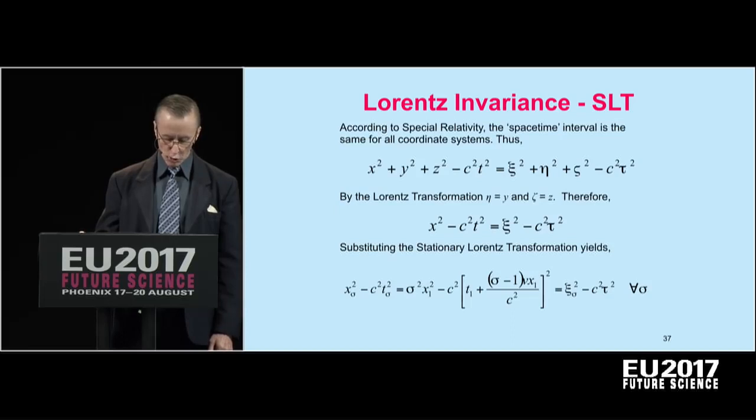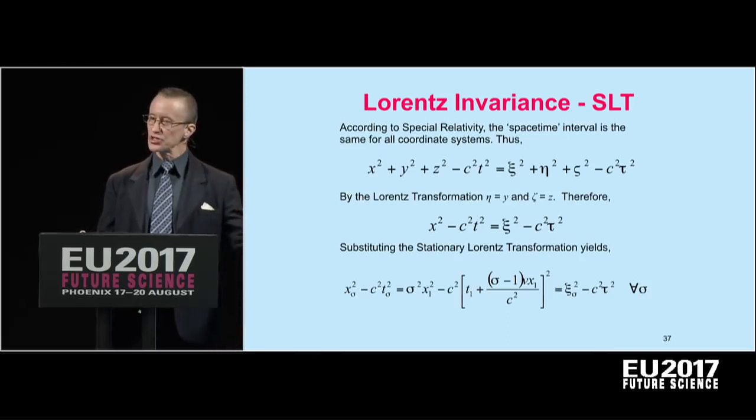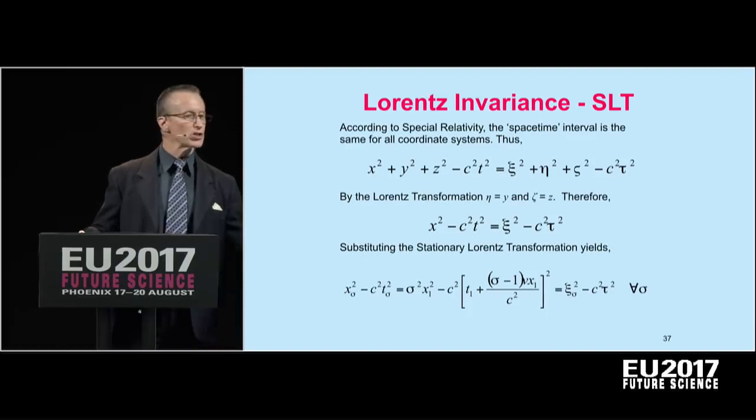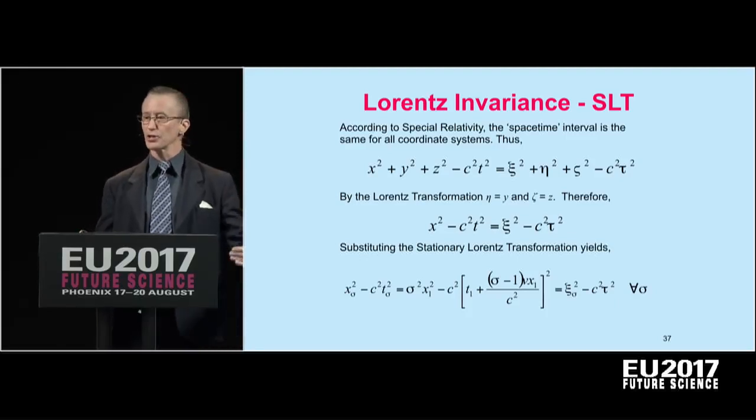And this is true for all values of sigma. So Lorentz invariance is maintained by the counterexamples that I've constructed. Well, we expect that because I constructed it using the Lorentz transformation. So we would expect it to have Lorentz invariance. That satisfies Einstein's requirement. But again, this is not a single observer, it's many observers, it's an infinite set.